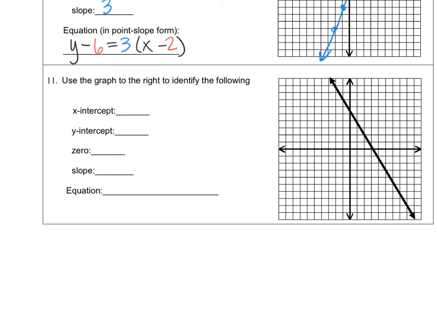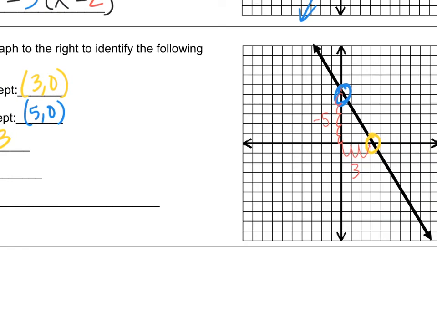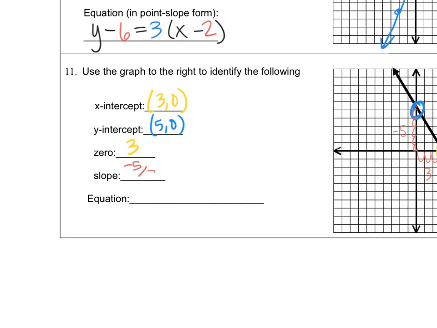Problem 11 asked me to use a graph to the right to identify. So I have my x-intercept at the point 3, 0, which means my zero is at 3. My y-intercept goes up to 1, 2, 3, 4, 5. My slope from point to point goes down 1, 2, 3, 4, 5, to the right 3. So my slope is -5/3.